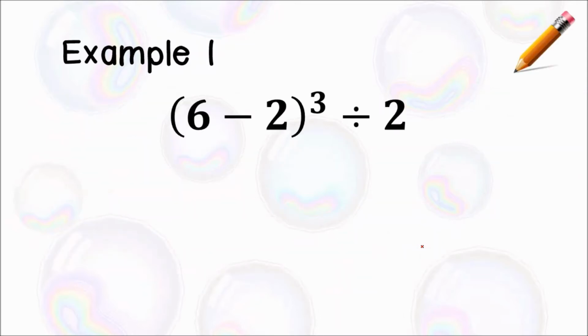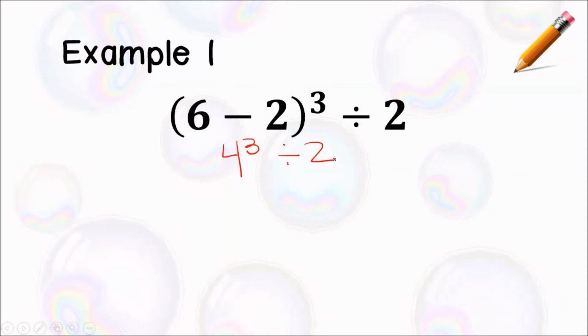So let's take an actual look at some examples of PEMDAS. So I have this problem here. I have 6 minus 2 quantity cubed divided by 2. So very first thing, PEMDAS, I gotta do parentheses first. 6 minus 2, that is 4. So I'm gonna change that into a 4. Got 4 cubed divided by 2.